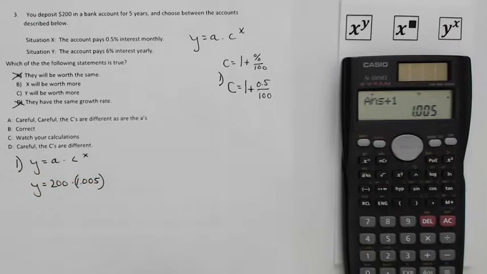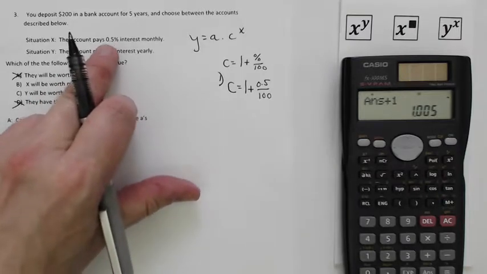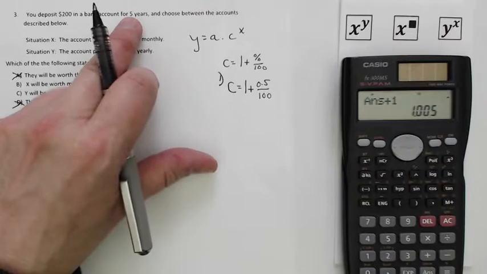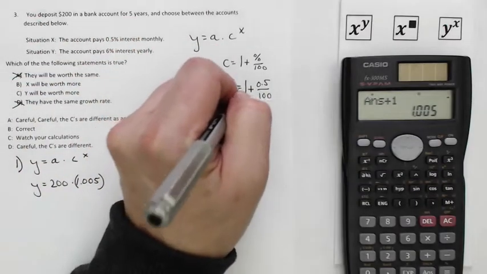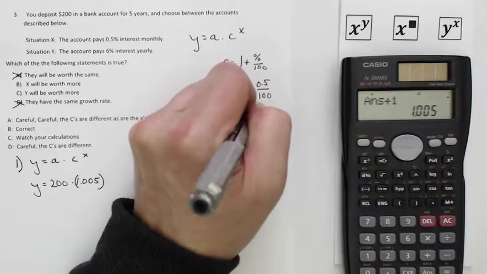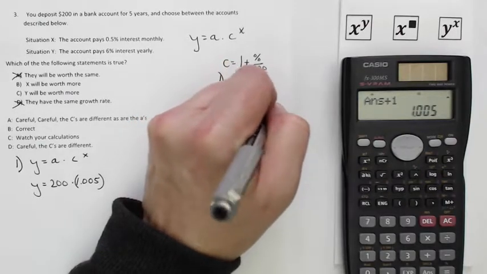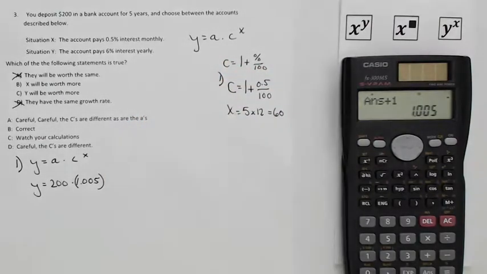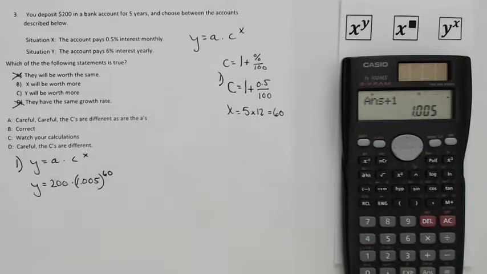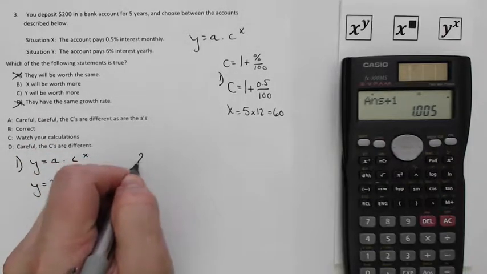Now the x, it's growing at 0.5 percent monthly, but it's still growing for 5 years. So for function 1, the x is going to be equal to 5 times 12, which means the exponent will be 60. So now I just have to crunch its value. I'll do that in a second. I want to go ahead and get rule 2 first, just to show you its differences.